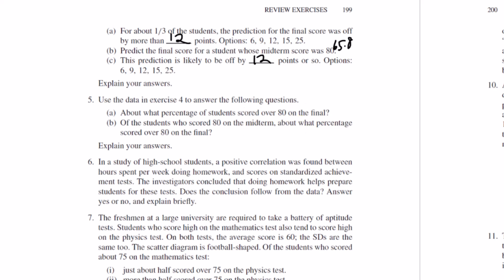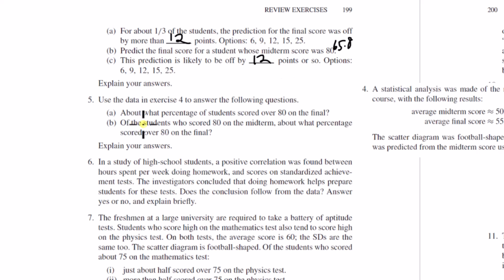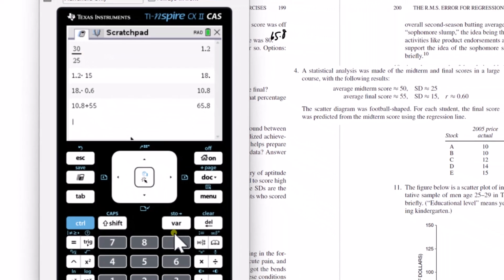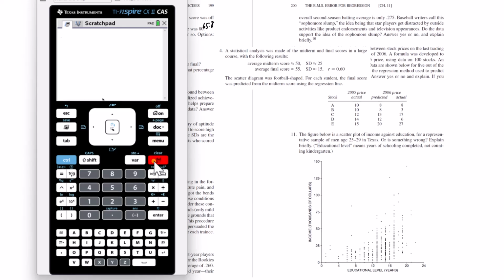So let me bring this back again. About what percentage of students scored over 80 on the final? All right, so it's football shaped, normally distributed. Just focus here on the output variable and treat it like it's normally distributed. So this is 80 minus 55 is 25. So 25 divided by 15 is that. So that's the z-score. And so now we use this formula here for the normal distribution.